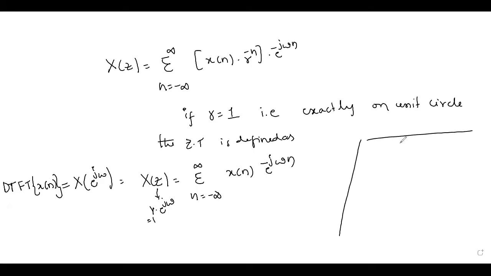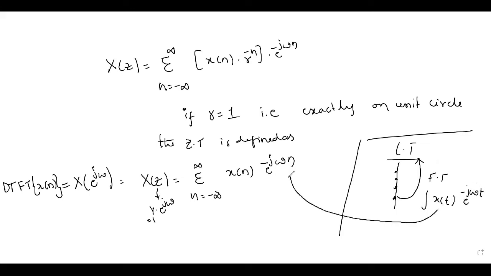Similarly, do you all remember in case of Laplace transform, exactly on the imaginary axis, if you find the Laplace transform, that is nothing but the Fourier transform. That is x of t into e power minus j omega t. Now compare this with this. In place of t, we have n. Here also n is there, x of n into e power minus j omega n. Instead of integration, we have summation. Here t was varying from minus infinity to infinity, here n is varying from minus infinity to infinity. So this is the formula for X of omega, the continuous Fourier transform.